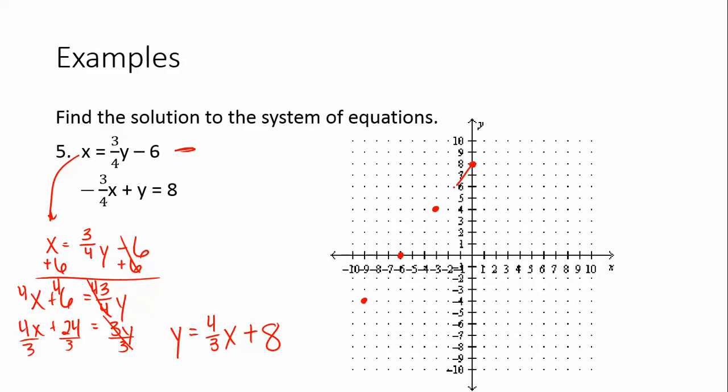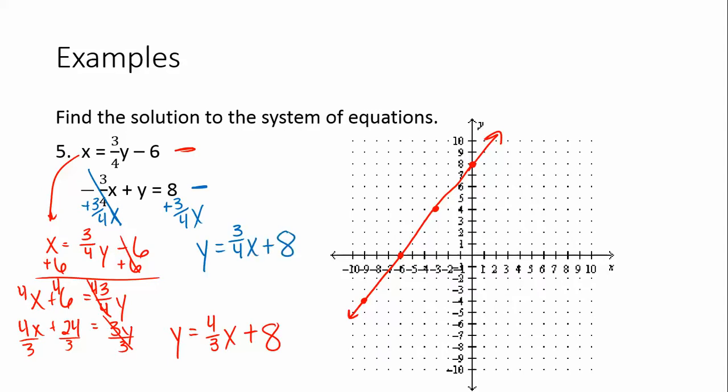And I can't actually get 5 points on here because I run out of room, and that's okay. So there's the graph, y equals 4/3 x plus 8. On the next graph, I'm going to switch back to blue. All I need to do here is add the 3/4 x term to the other side. That's going to get the y by itself because those two terms cancel. So I get y equals 3/4 x plus 8.